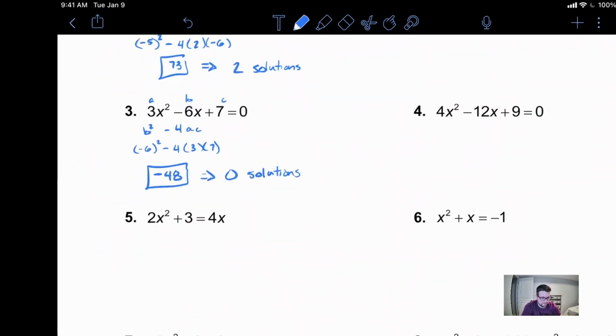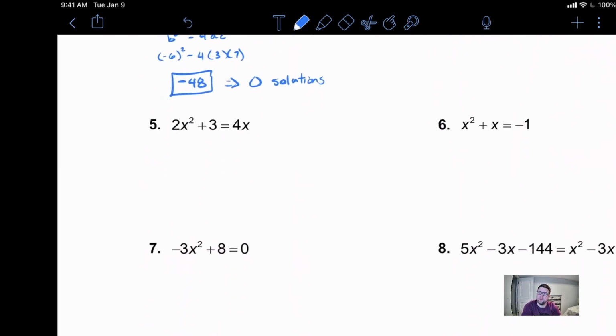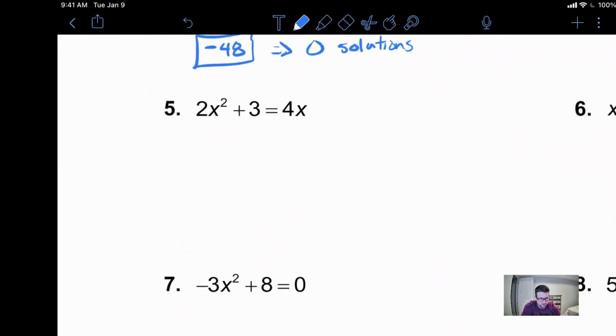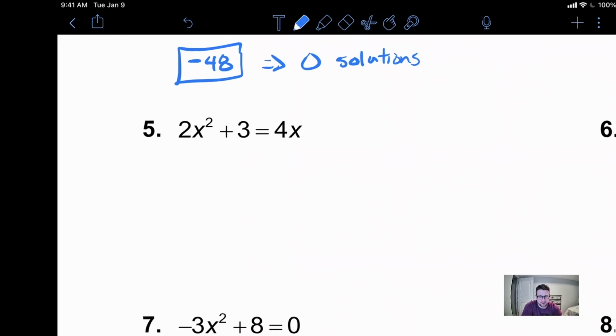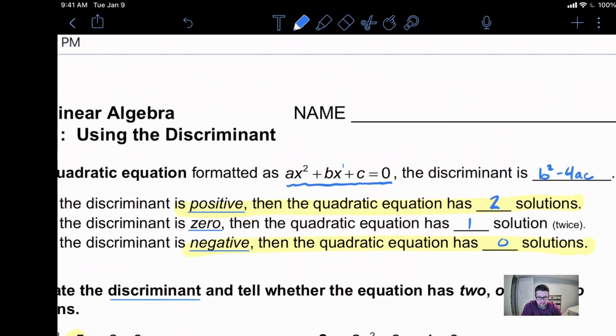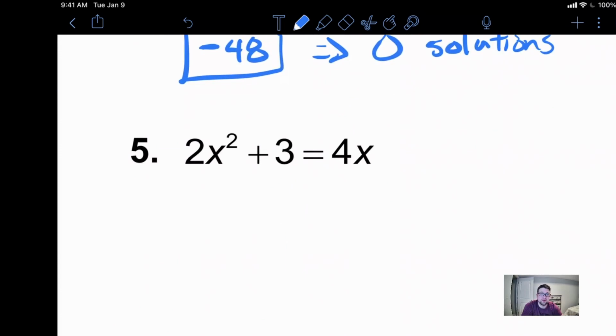Nice job. Now, looking down here at problem number 5. When we get to this problem, one thing you want to notice is this is not in the form that we were given up above. Notice when we do this, how we need to be equal to 0 over here. We're not equal to 0 in this problem. So what we're going to have to do is mathematically rearrange it.